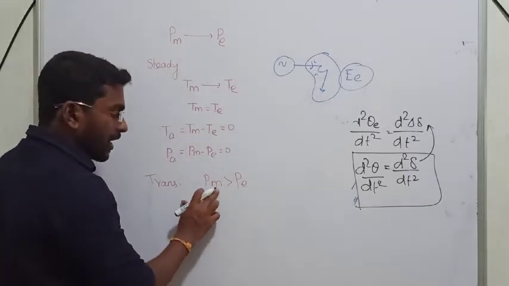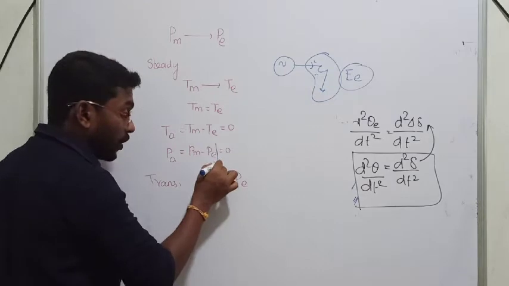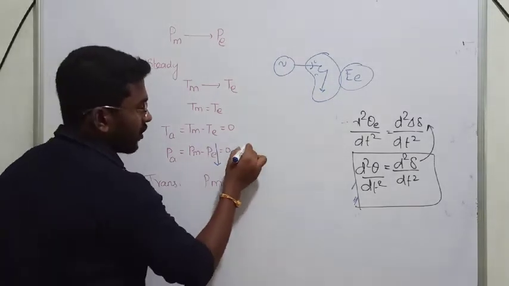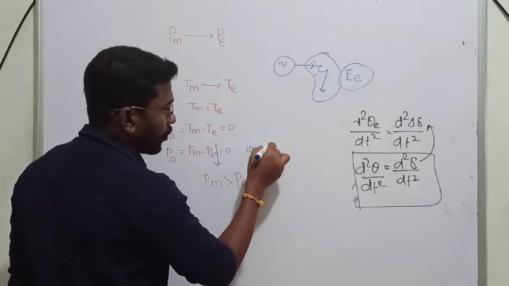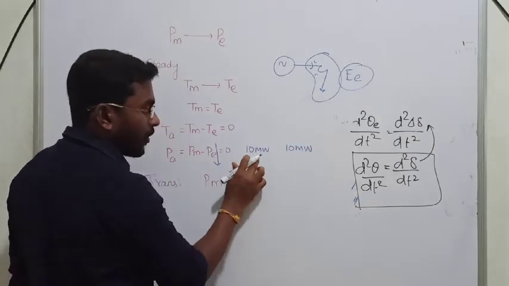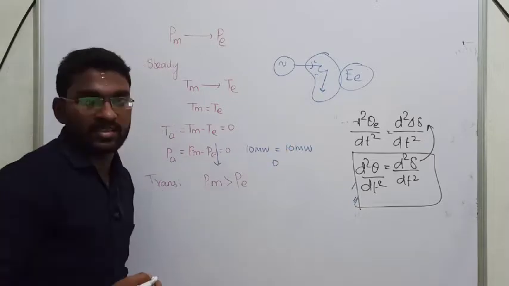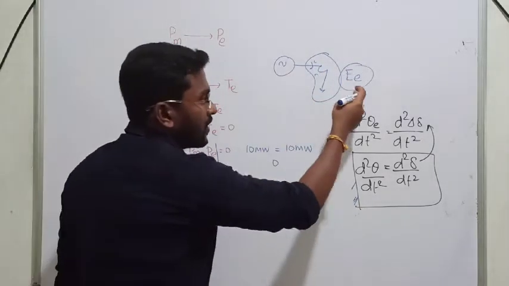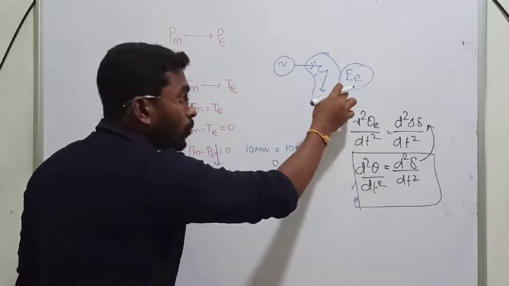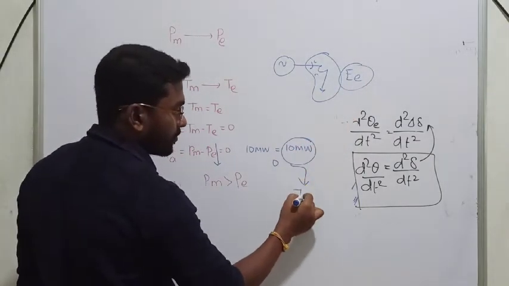If I write mechanical power is greater than electrical power, it means the electrical power might be reduced. For your understanding, initially your mechanical power is 10 megawatt. Of course, electrical power is also 10 megawatt. In this case both are equal, so 10 minus 10 is going to be 0. That is steady state. Now, due to some abnormal condition of my alternator, at the output port the electrical power is gradually reduced from 10 megawatt to some 7 megawatt.